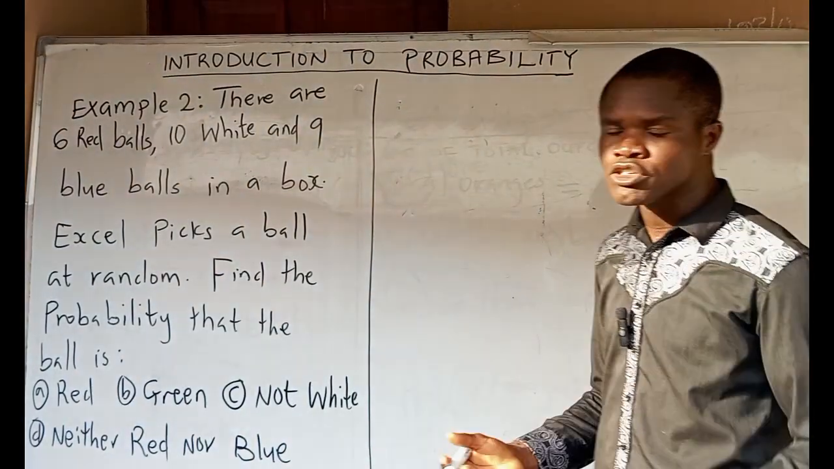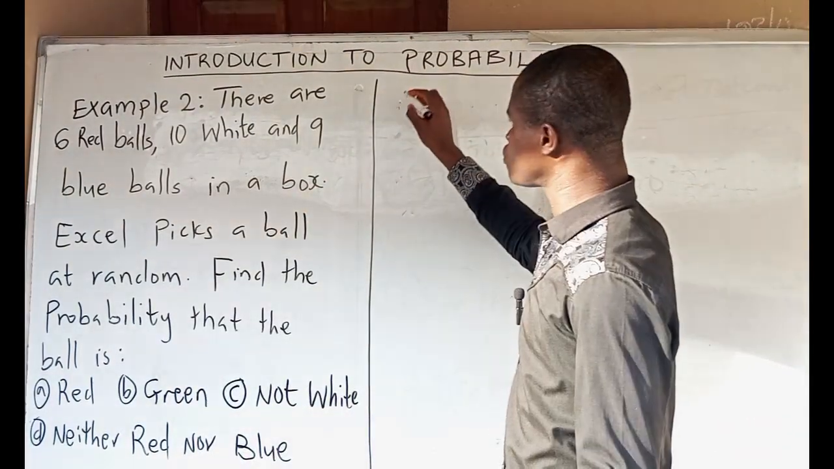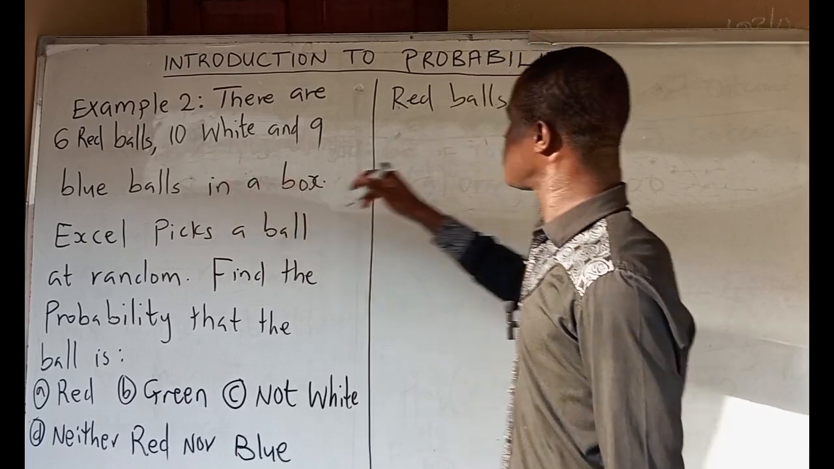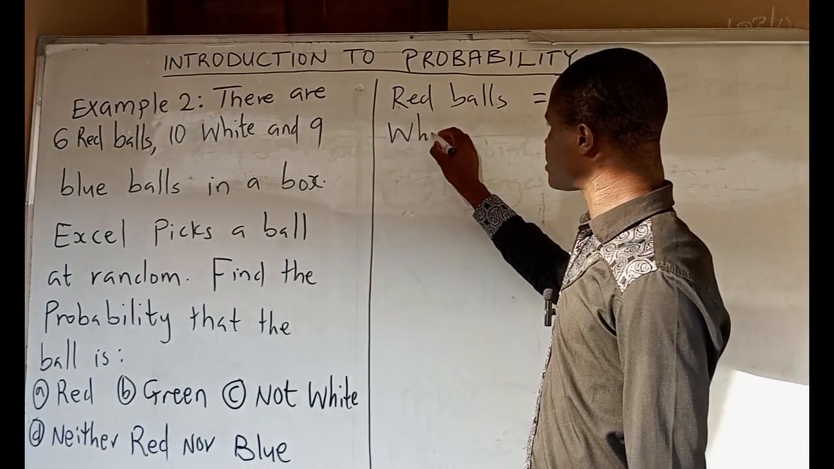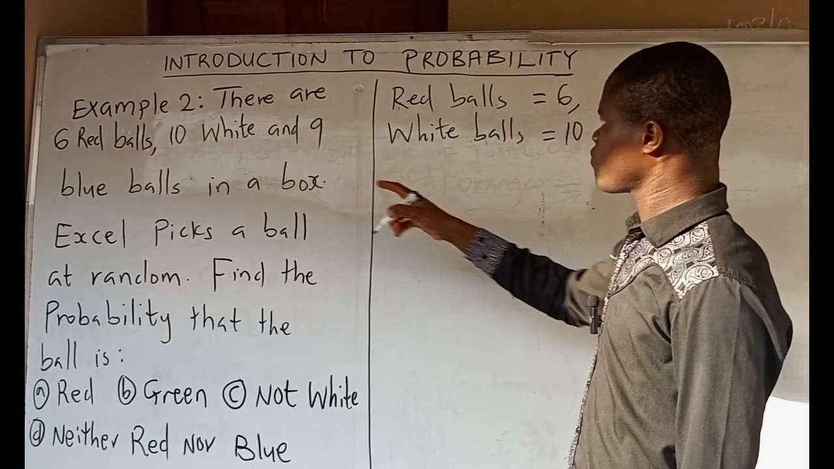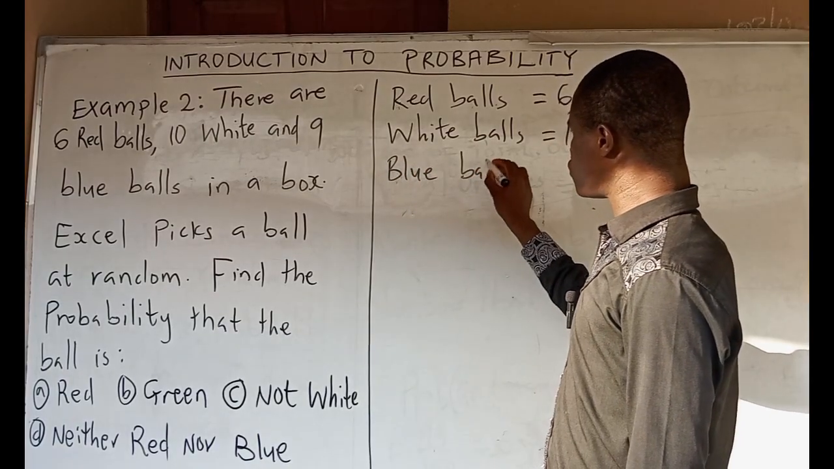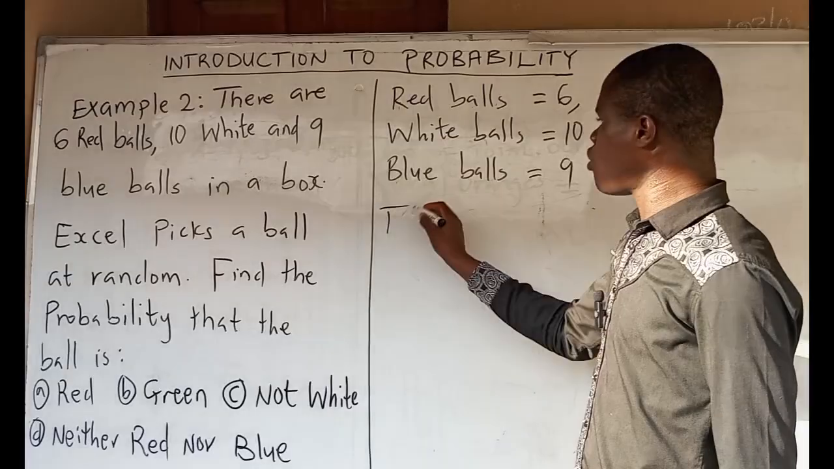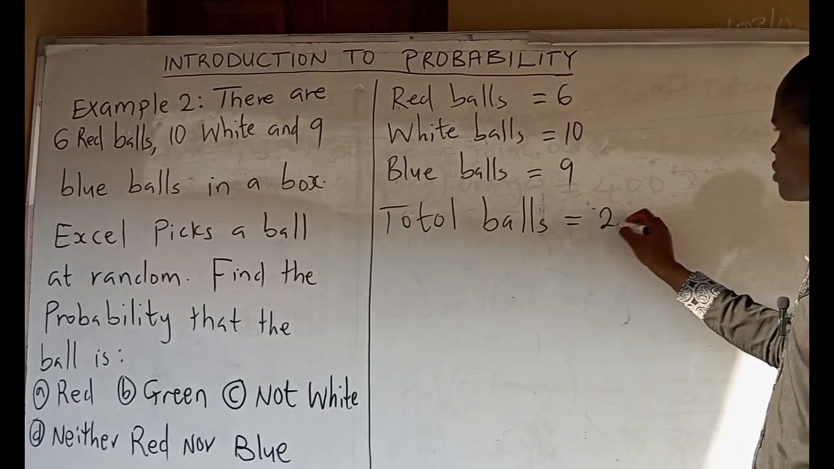So let's solve this problem. The first thing I would advise you to do is, first of all, to write down what I call your parameters. Okay, here we have how many balls? Red balls, 6. We also have white balls, 10. We also have blue balls, 9. So total balls: 6 plus 10 plus 9. That will give us 25.